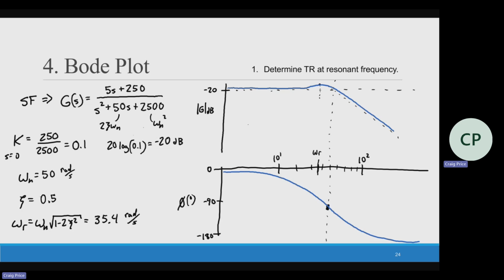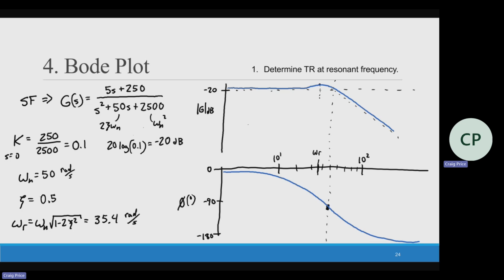And since damping is less than 0.7, or root 2 over 2, we know that there will be a bump, but because damping is pretty high, we're close to 0.7, that bump is going to be quite small. And so I'm just going to show a little bit of a bump. That means that my resonant frequency also is pretty different from the natural frequency.